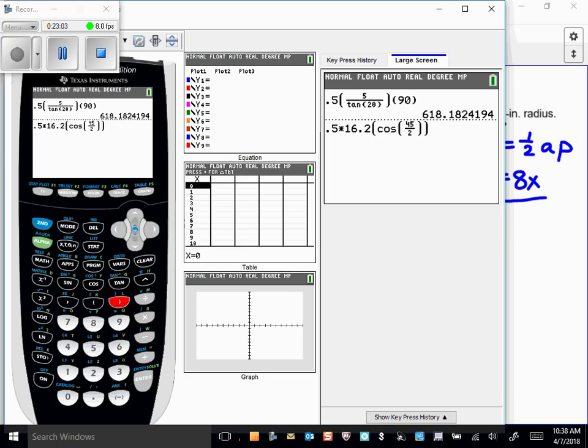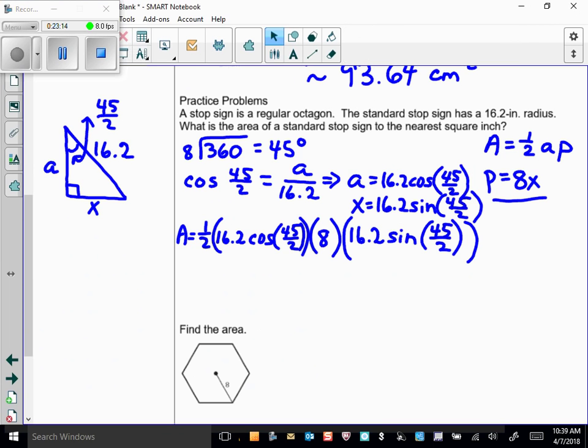Close that parentheses. And then, what did I have? 8. Let me go back here just a second. Let me go back here and look at my picture. The parentheses, hold on.